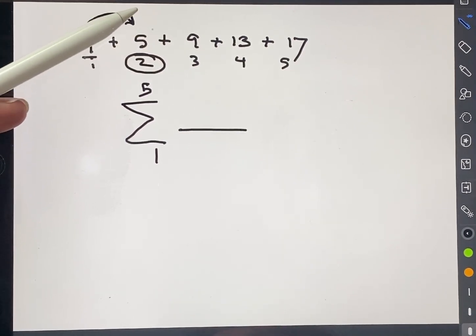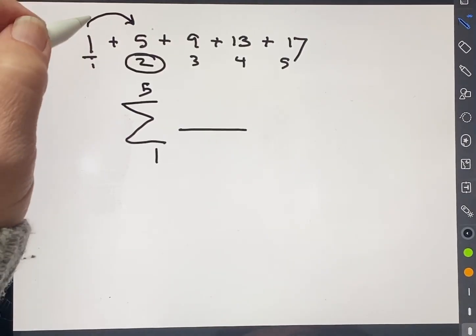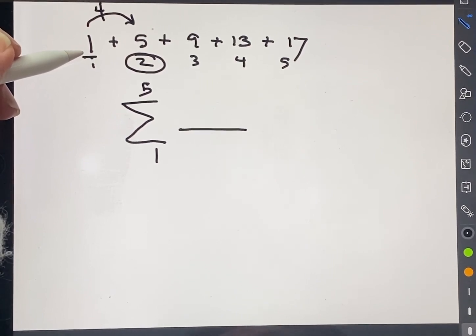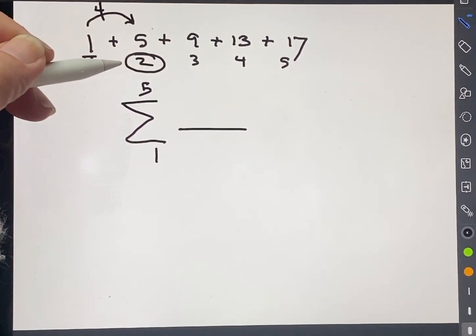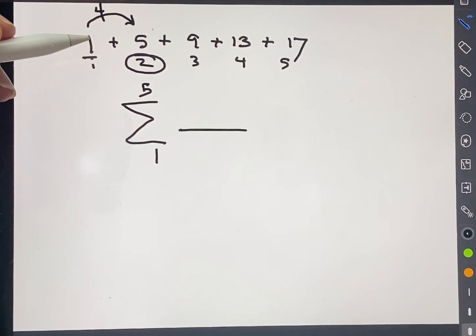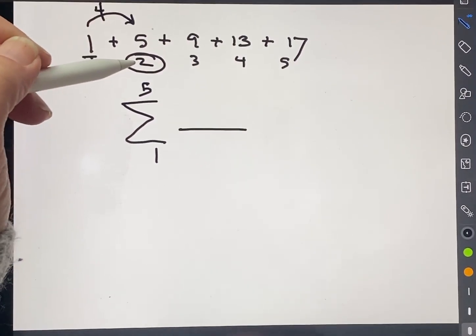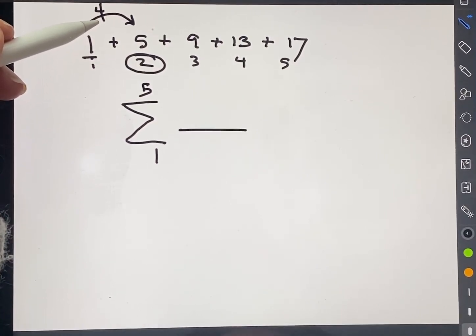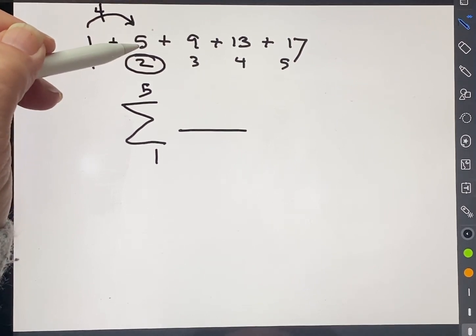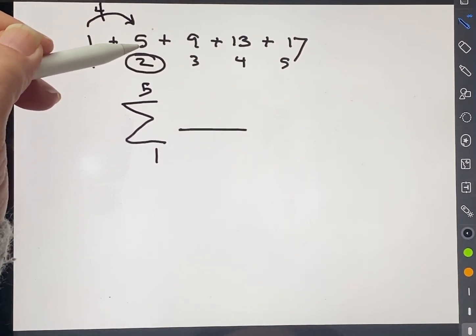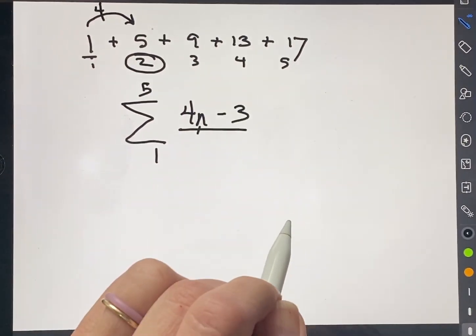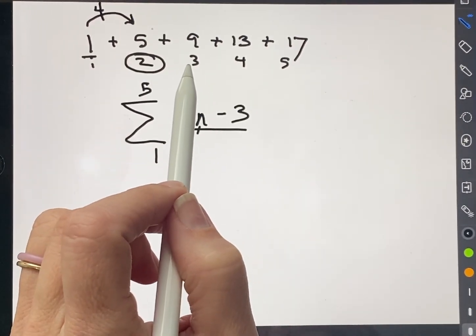So we're going to keep working our way up. I also know that I am jumping by 4. And typically our jumps, what we are jumping by, give us a clue on what needs to be in our expression. So what if I multiplied times 4? 2 times 4 gives me 8. How do I go from 8 to 5? I would need to subtract 3. Okay, so if I did 4 times n minus 3, does that work here?